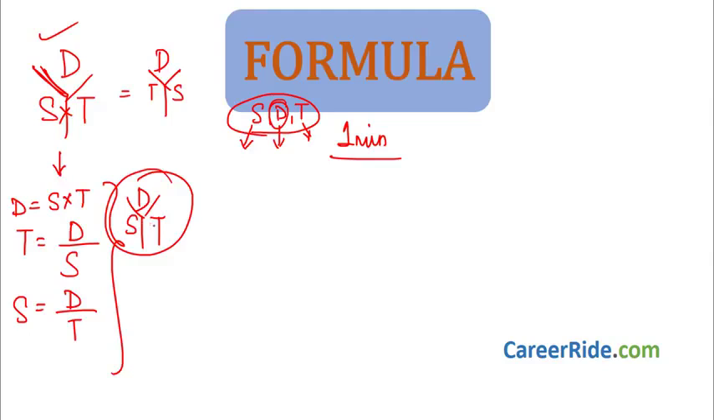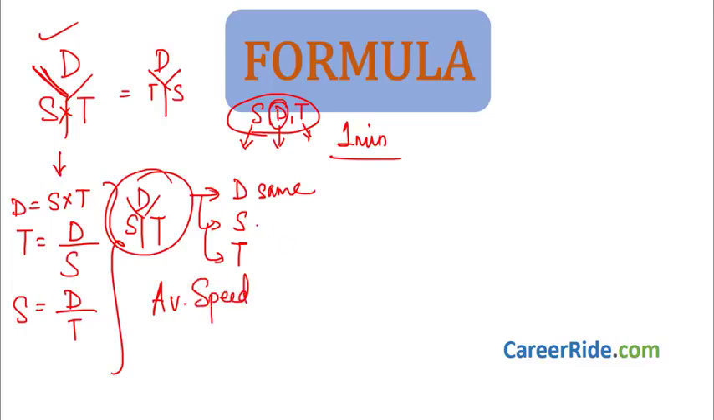Now for speed, distance, time, there are generally 4 types of sums asked. The first one is distance is same. The second type is speed is same. The third type is time is same. And there is a 4th type where we have to find the average speed.